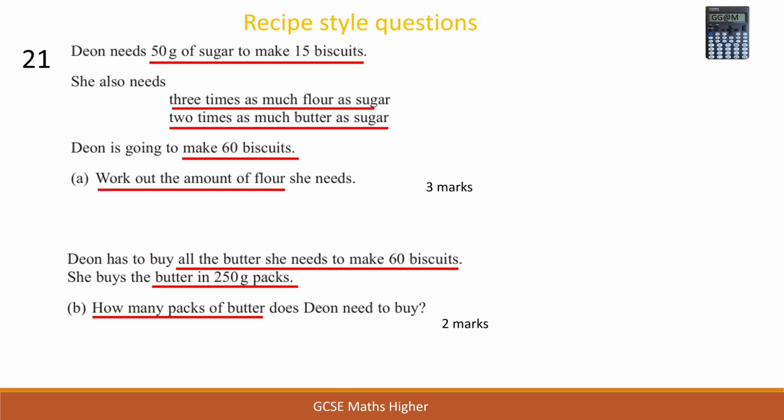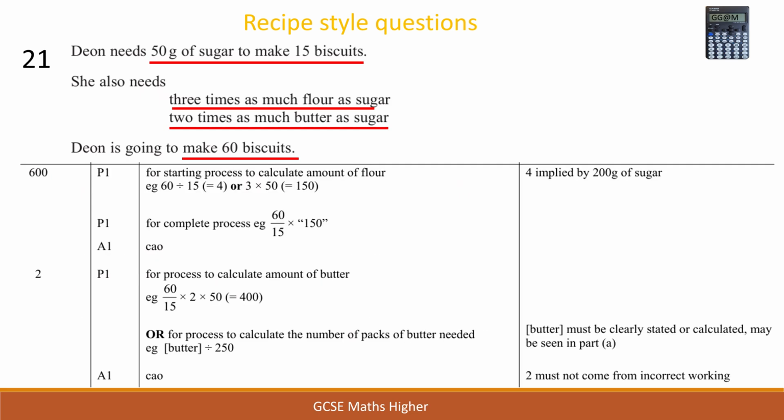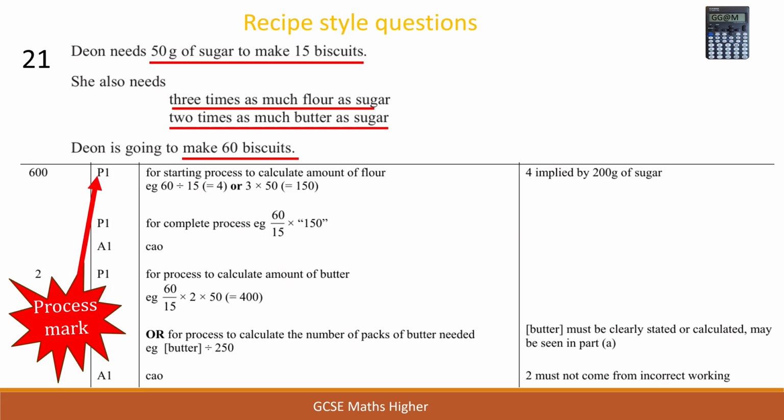So hopefully you've managed to come up with an answer. The answer was 600 for part A and 2 for part B. This P1 means a process mark. The A1 here is an answer mark. The CAO means correct answer only, so make sure you get the correct answers here in order to get the method marks. So look through the method here. If you need any more help or more explanation, just comment below and then I can go through the full worked solution for you.